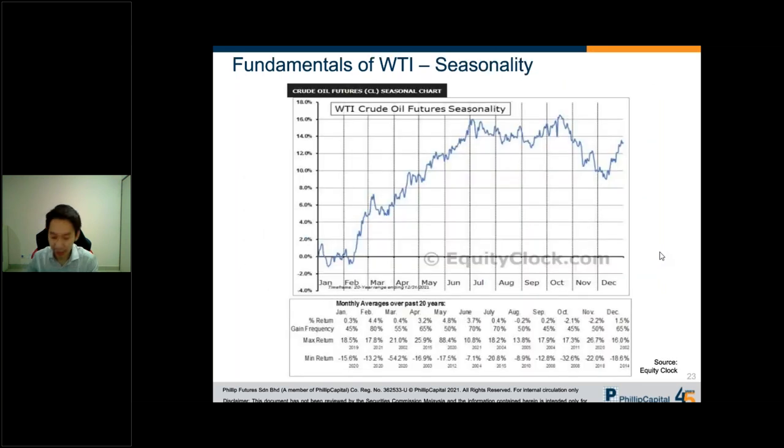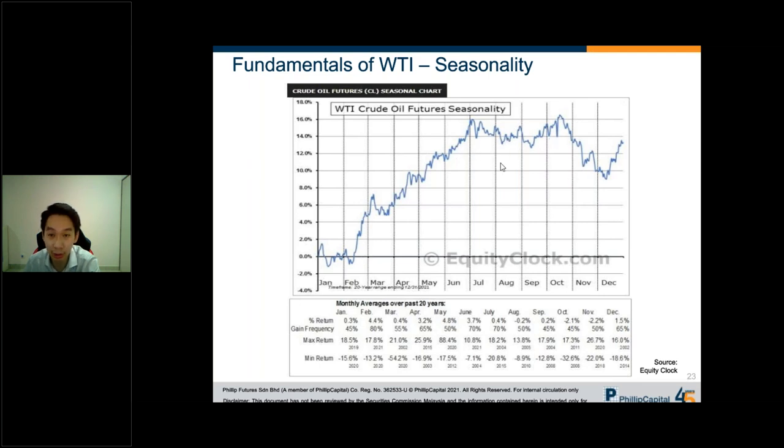Okay, then the next thing will be WTI seasonality. Seasonality refers to one particular time of the year, during which month WTI crude oil usually will have higher prices. Seasonality is mainly due to demand, because it is very close to the weather condition. You can see the prices are usually higher during the month of June to October, producing almost a 14% average return from June to October.